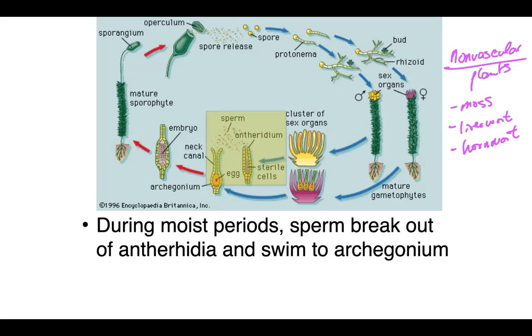Because they're non-vascular, they have to grow in moist environments because they do not have xylem and phloem. It also means that because they live in moist environments, they're going to rely on water to spread the sperm. So sexual reproduction occurs during moist periods like the spring or rainy season. So when there's water around, the sperm are going to break out of the antheridia. Notice that a singular is antheridium and multiple antheridia. That's common in Latin.